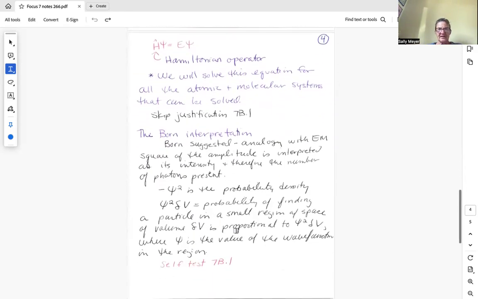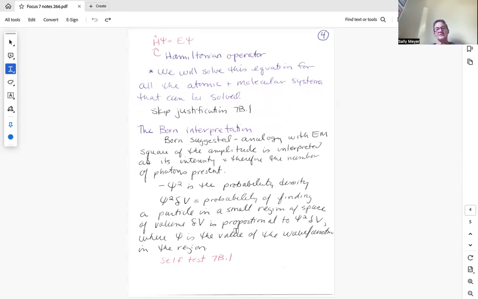So Schrodinger's equation says that there's a set of operations H that you operate on a function, and in order for it to be a solution, you have to get back a constant times that function. So this H is called the Hamiltonian operator, and that comes from the history of Hamilton's classical mechanics, where it's essentially a sum of the terms that would calculate kinetic and potential energy. So we're going to solve this for all the atomic and molecular systems that can be solved. That will be our primary focus this week.